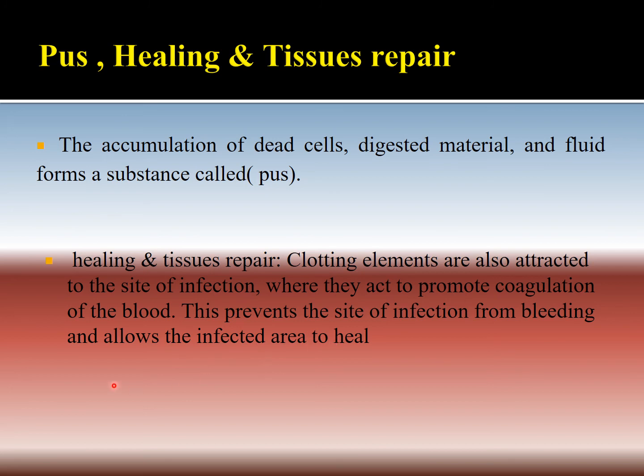هنا أيضا بعد ما يصير عملية تجمع لأعداد كبيرة جدا من الخلايا وحطام الميكروب، فحتى نوصل إلى الخطوة الأخيرة راح يتم إنتاج نوع من الانفلاماتوري ميديتر نسميها الكلوتينج إليمنت. طبعا الكلوتينج إليمنت يتم جذبها إلى السايت أوف إنفكشن، والوظيفة الأساسية لها هي البروموت coagulation أوف بلود.